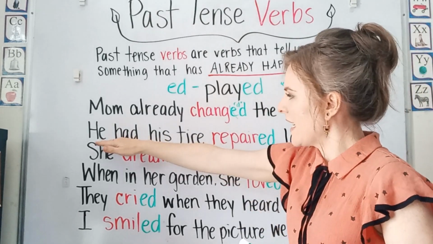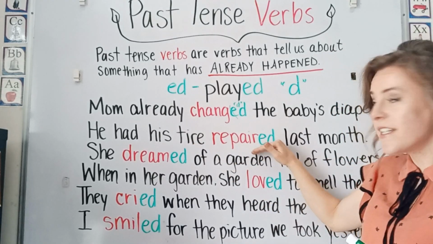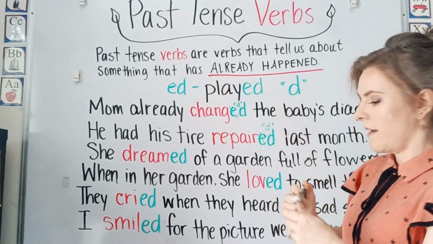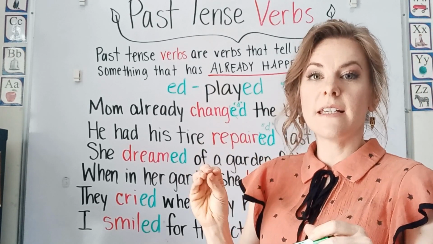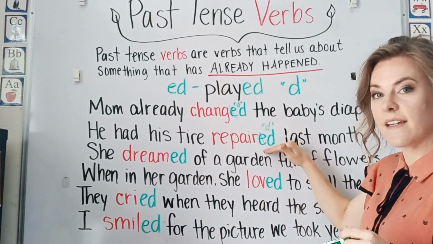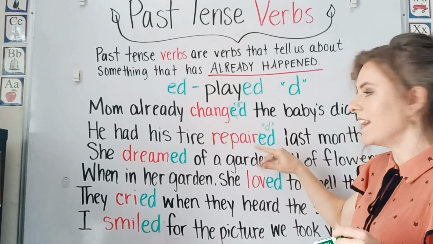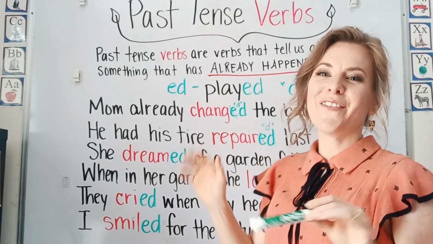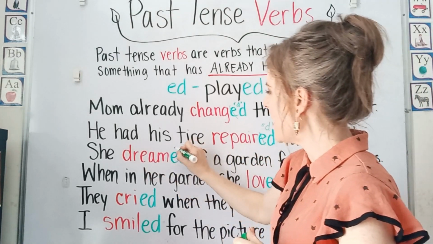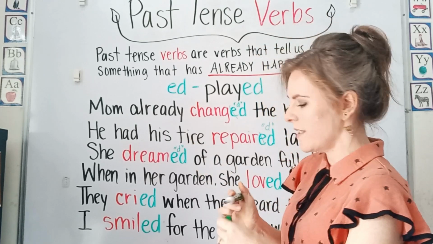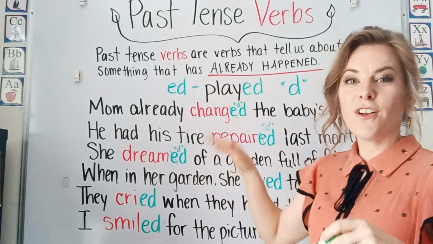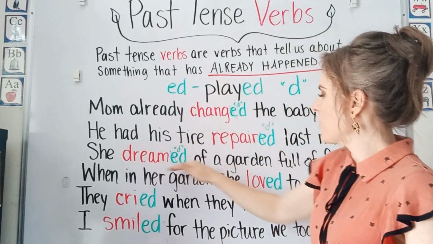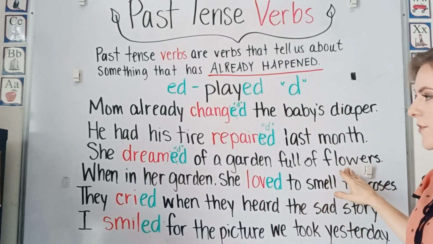Okay? He had his tire repaired last month. Okay, so again, this ed makes just a d, d, d sound. Repaired, repaired. The E is silent, D. She dreamed of a garden full of flowers. She dreamed, again, this is a D sound, of a garden full of flowers. So dreamed is telling you something she has already done. She dreamed of a garden full of flowers.